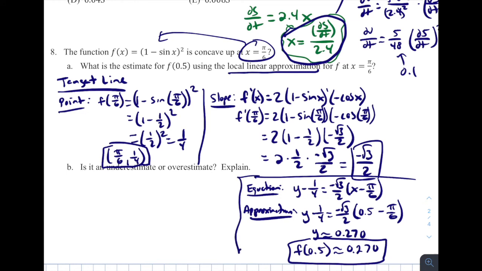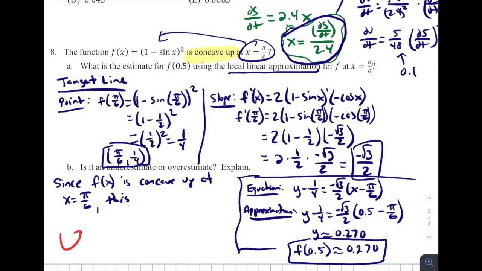Part B is much quicker because we are going to use our knowledge about concavity in order to figure this out. Since they said that f of x is concave up at x equals pi over 6, well, if we think about it, concave up, here's our concave up function, looks like a U. If we draw a tangent line, that tangent line is below it, so that means that this is an underestimate for f of 0.5. Nice.